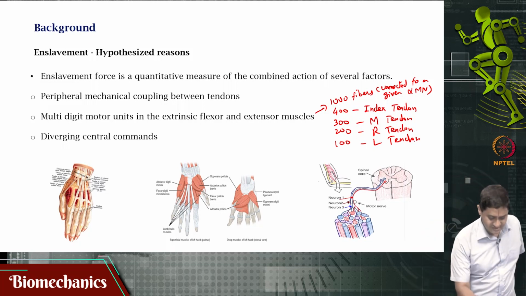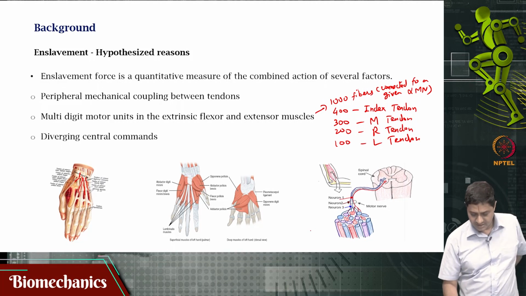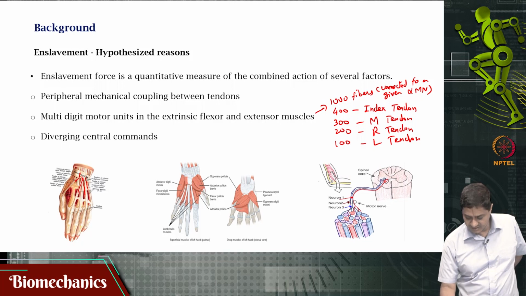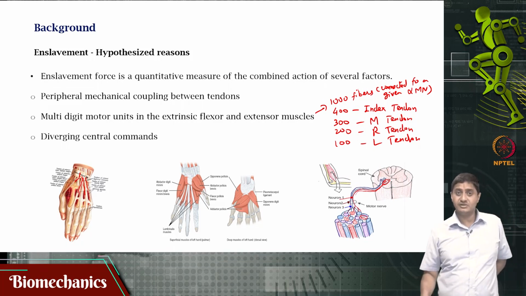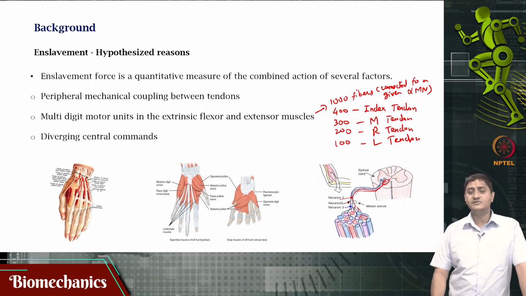So, the first cause is this, where the tendons may shear with respect to each other. The second cause is where this motor unit is applying to different fibers that may connect to different tendons. These are the three hypothesized causes of finger enslavement.